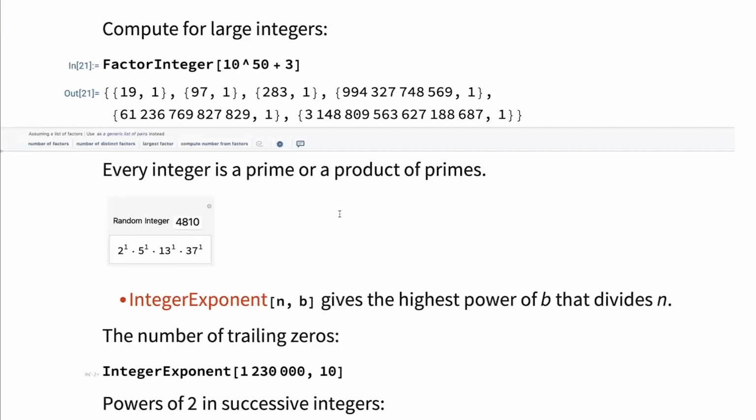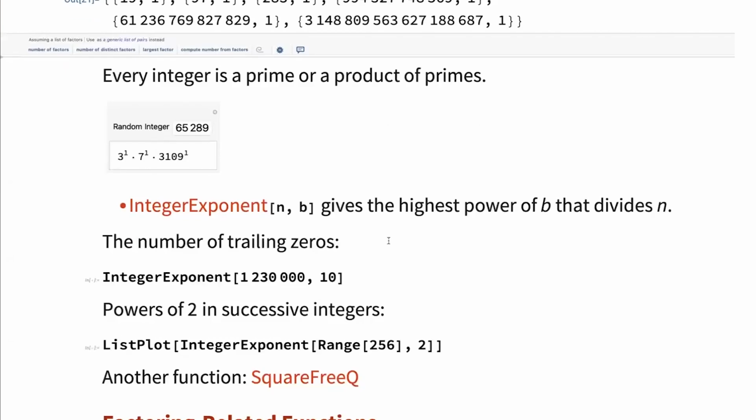So why are prime numbers called the building blocks of integers? Because every integer is a prime or a product of primes. And here in this interactive example, we see that the system randomly picks a number and gives us the number's prime factorization.